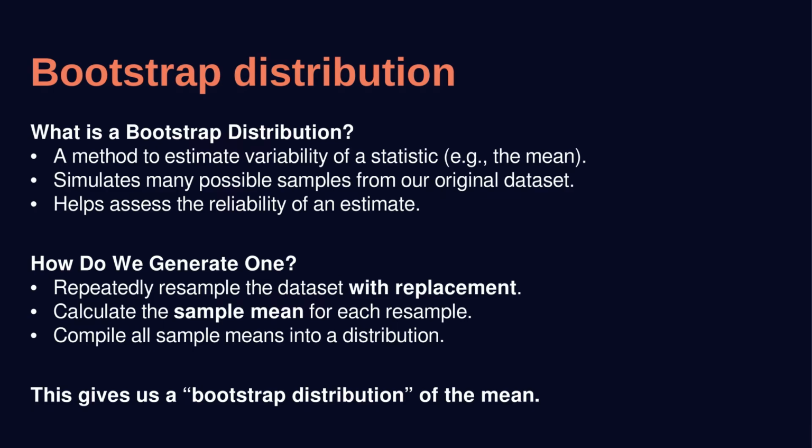To answer this, we need to generate a bootstrap distribution of sample means. This involves repeatedly resampling our dataset, calculating the mean from each resampling, and compiling those means into a list. A bootstrap distribution is a way to estimate the variability of a statistic, like sample mean, by simulating many possible samples from our original dataset. It helps us understand how much our sample mean might vary just by chance, giving us insight into the reliability of our estimate. Let's see how to generate a bootstrap distribution in R.